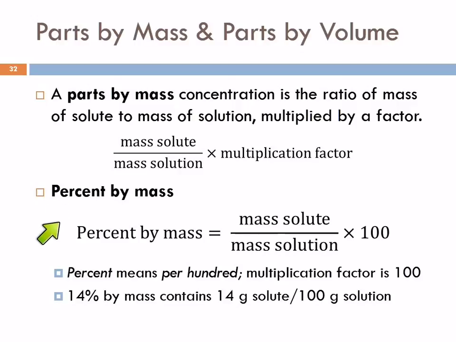Percent by mass is the mass of solute over mass of solution times 100. So here the factor is 100. Percent means per 100. So percent by mass is really parts per 100. So this equation is useful. It's also useful to remember that 14% by mass means 14 grams of solute per 100 grams of solution. And that makes a great conversion factor.